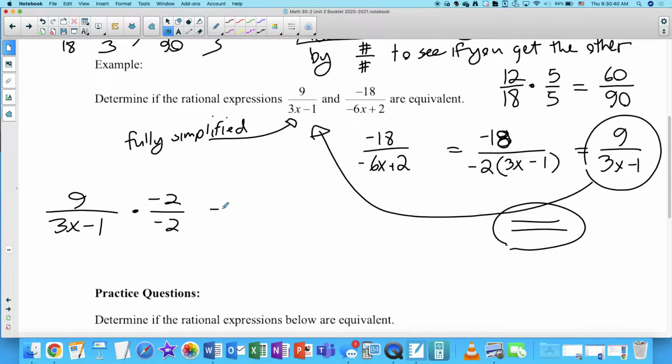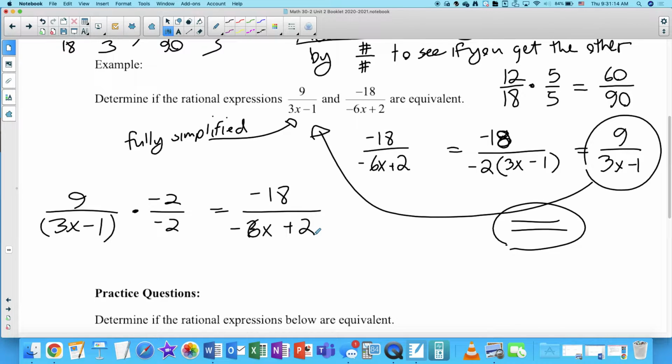So when I do, I get negative 18, and then this, remember, gets distributed. Negative 2 times 3x is negative 6x. Negative 2 times negative 1 is plus 2. So when you multiply it by this convenient version of 1, you end up with the other expression. So they are, in fact, equivalent that way as well. Now, if you are not sure, this is a really handy thing that you can do to tell one way or another.